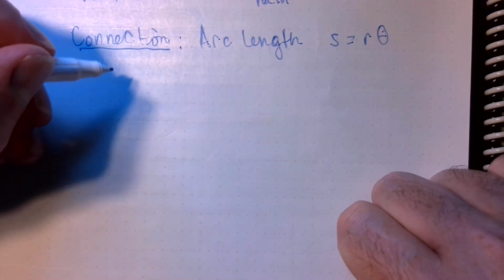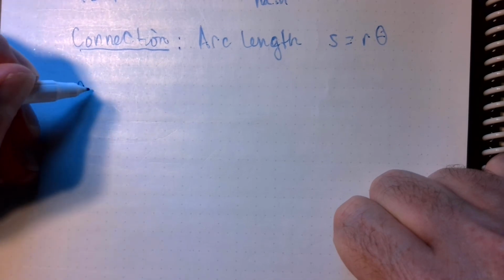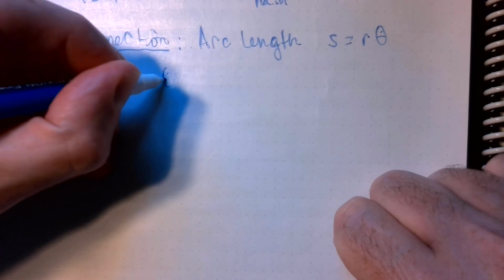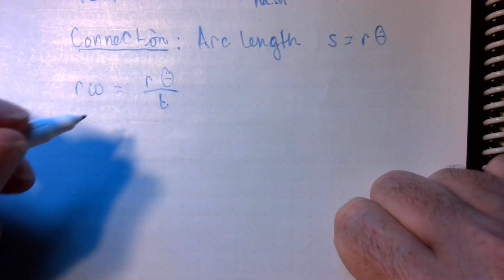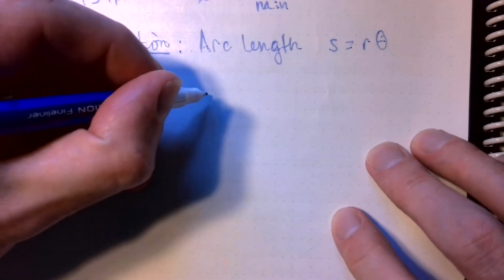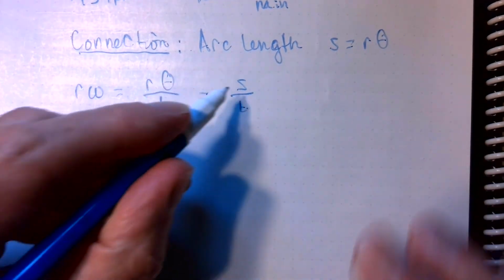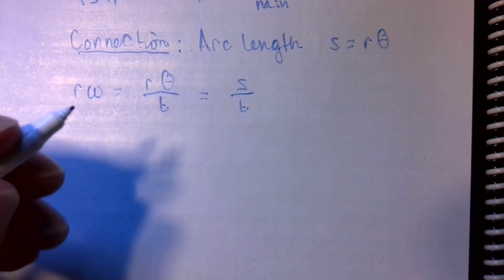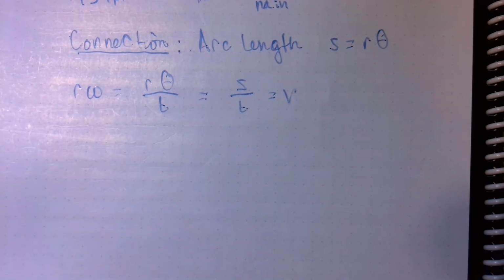Okay, so if I take r times an angular velocity, that would be r times theta over t, right? Because that's what omega is. Omega is theta over t. Well, that would be equal to s over t, because r times theta is the distance that you've gone around the circle. So that is the linear velocity.